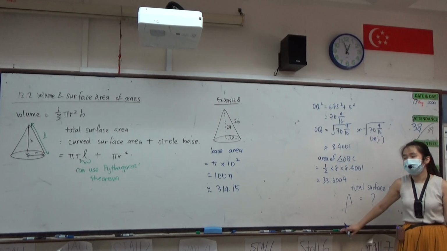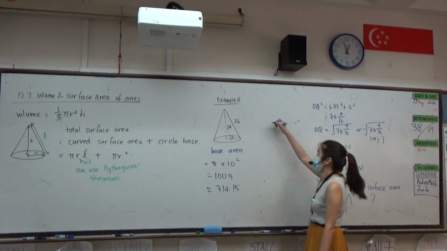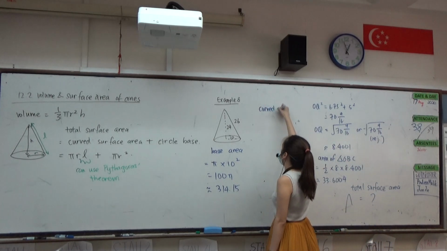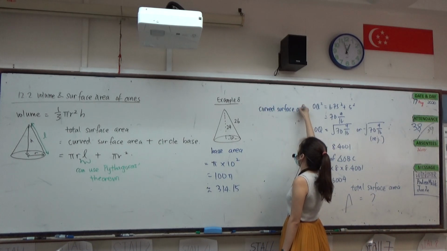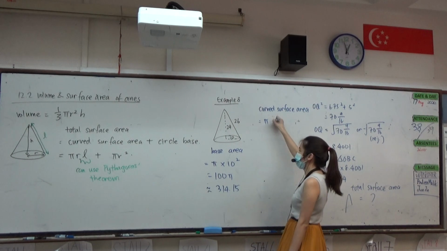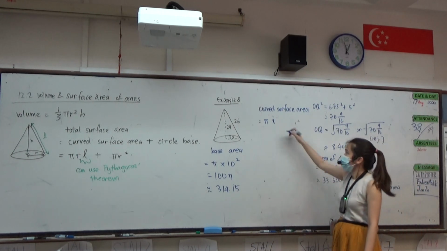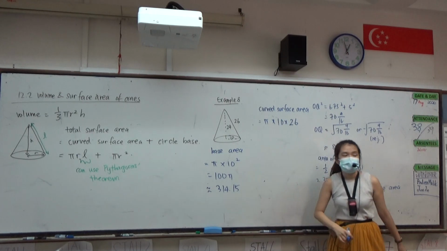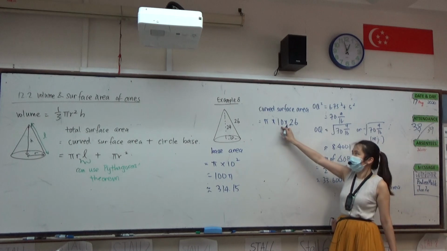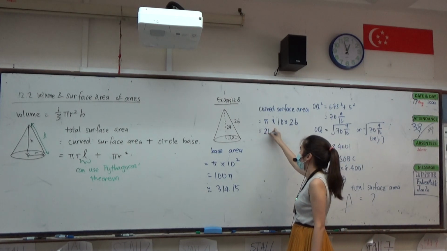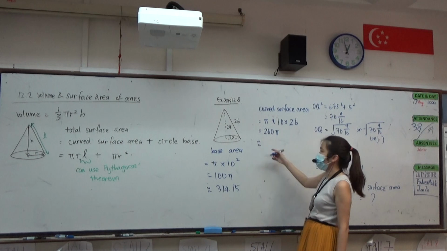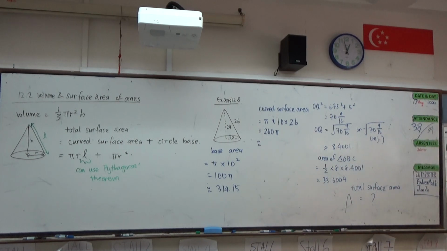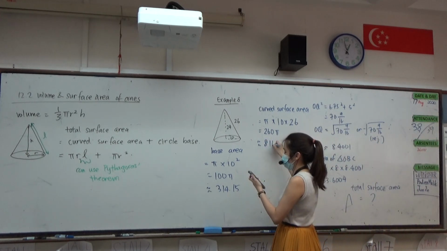The curved surface area, and what would that curved surface area be? Pi times 10 times 26. Okay, so you can count 10 times 26, 260 pi, or else you can go and calculate for truncated 5SF: 816.81.